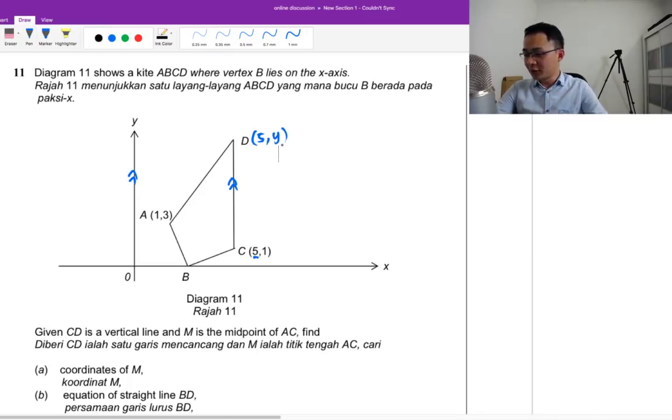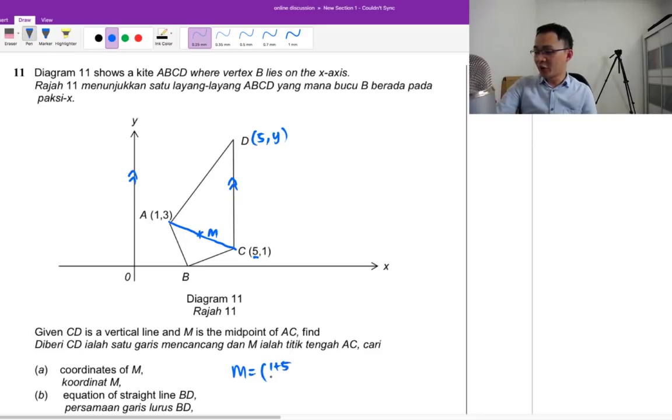Okay, so find the midpoint. M is the midpoint of AC. So I will just draw a line, and M will be somewhere in the middle, which is the midpoint of AC. So find the coordinate M, basically the midpoint formula. So M equals (1 plus 5 over 2, 3 plus 1 over 2). So you will get 4 over 2, 4 over 2. So your M is just (2, 2).